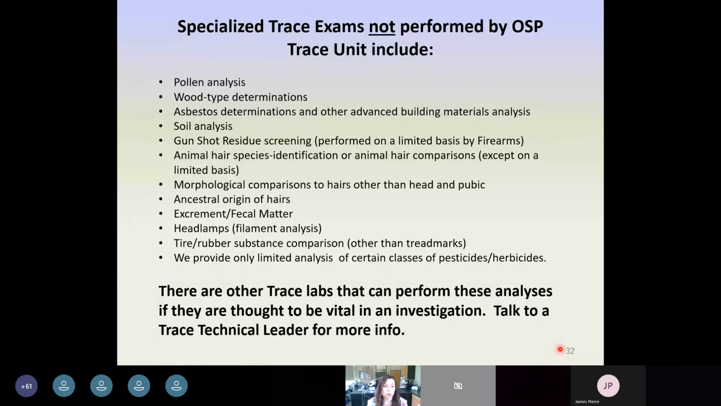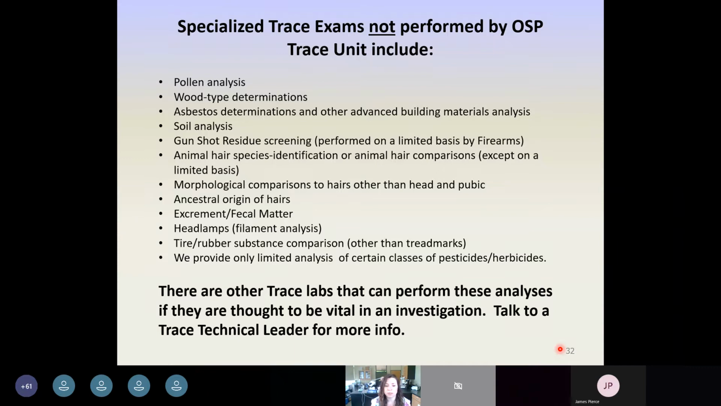While there is a whole lot of things we can do in trace miscellaneous, there are also a lot of things that we cannot do. And I won't go through all of these. You should all have a copy of these slides. But just to hit some things, Chris had mentioned we don't do any sort of fecal matter testing. We cannot do any type of pollen analysis or wood determinations. And then some things we just do on a limited basis, but it may be performed by another section, such as the gunshot residue screening. Firearms can do that on a limited basis.